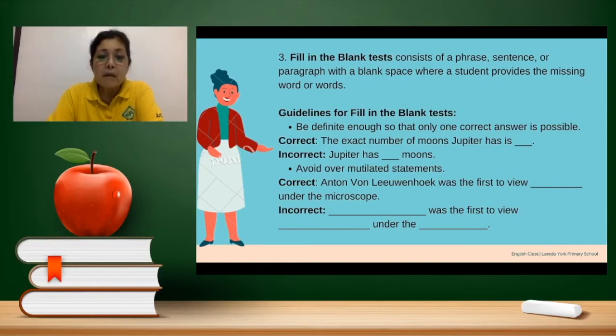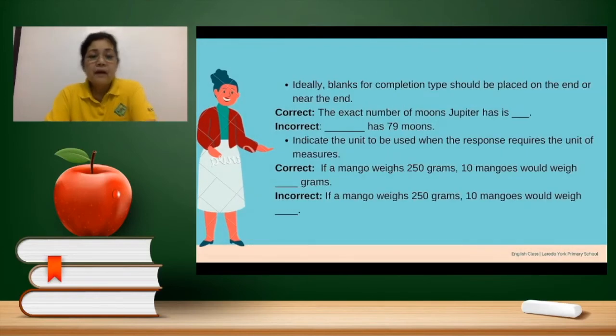But when we say blank was the first to view the blank under the blank, it doesn't give sense anymore. So that was a mutilated statement. Ideally, the blanks for the completion type should be placed at the end or near the end. Do not place it at the beginning because you better use identification if ever you will be placing it at the beginning. So you can have the blank either in the middle or at the end.